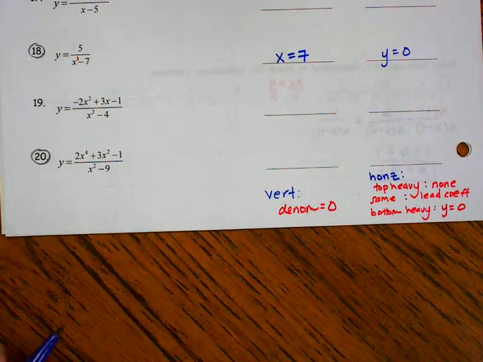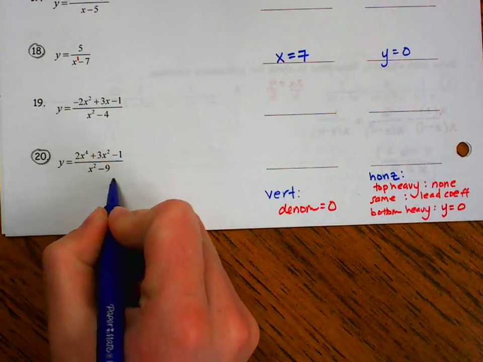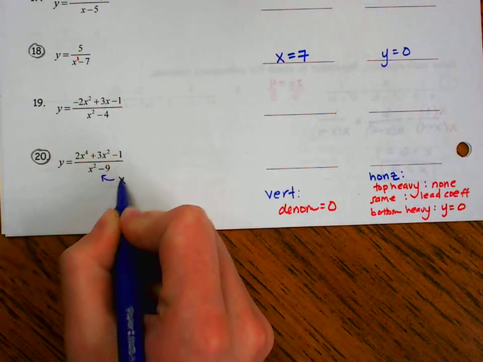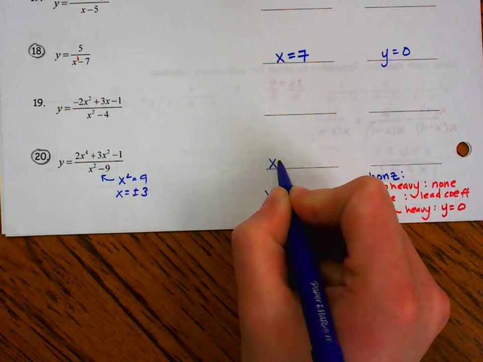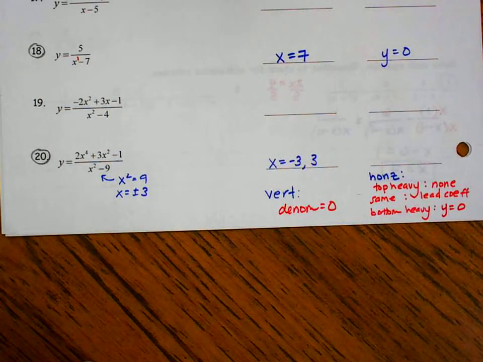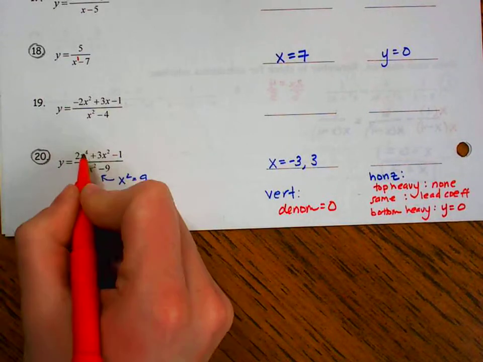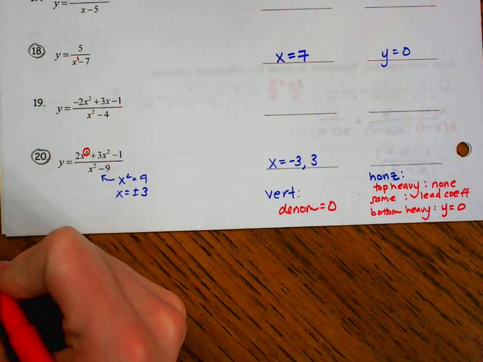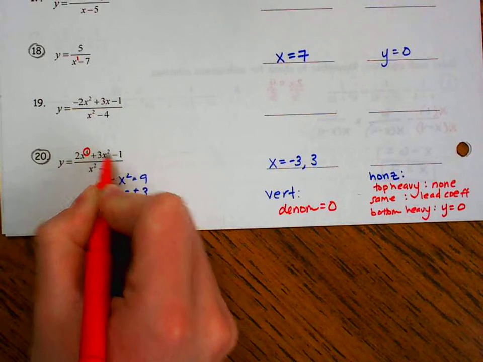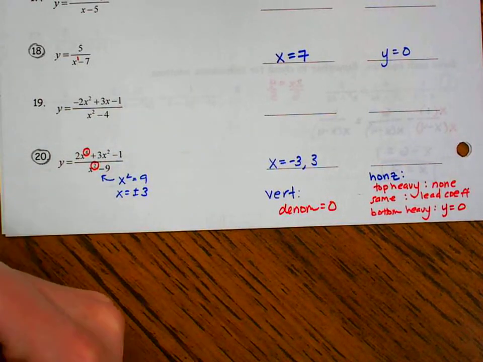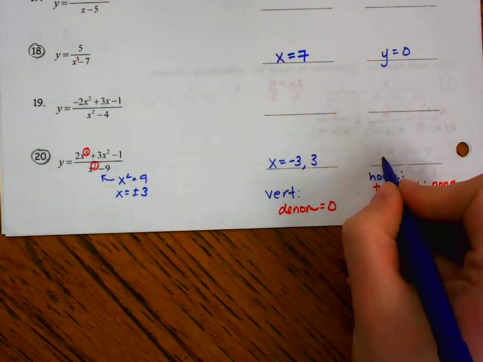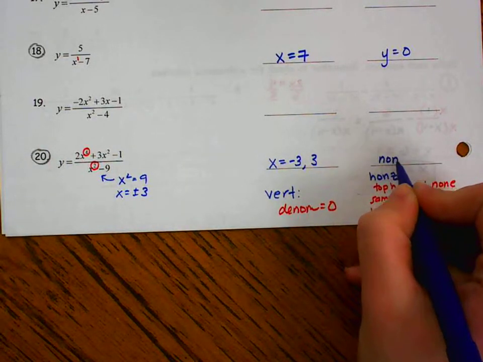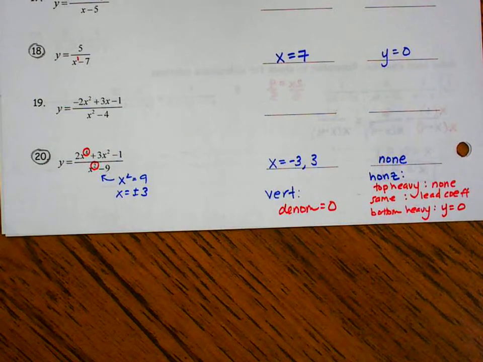Let's look at number 20. For the vertical, I'm figuring out where the denominator is equal to 0. Well, if I solve that, I get that x is plus or minus 3. For my horizontal asymptote, I look at the degrees. So you'll notice I have x to the 4th in the top. That's my largest. I should check all of them just in case it's not in order. I have x squared in the denominator. That means I'm top heavy. The degree on the top is greater. So that means I have no horizontal asymptotes, or I have none. There's a quick review of vertical and horizontal asymptotes.